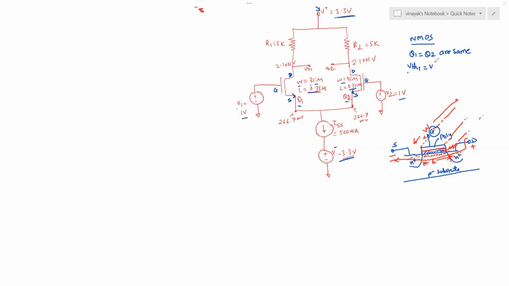So in our case, we say that VTH1 and VTH2 are equal because we assume the transistors are an identical, matched pair. Based on the fabrication and the parameters, your VTH voltages are set during fabrication, let's say about 1 volt or something like that.